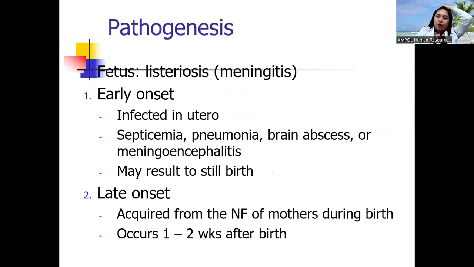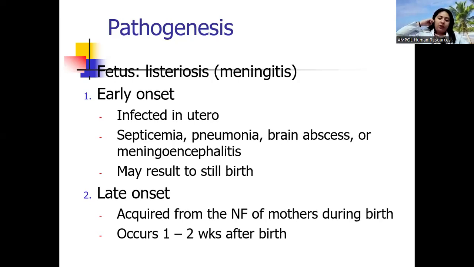The pathogenesis of Listeria in the fetus is meningitis. There are many causes of meningitis, if you recall: Streptococcus agalactiae, Streptococcus pneumoniae, Neisseria gonorrhoeae, Listeria, and Haemophilus influenzae. Listeria can cause meningitis among the elderly and newborns. Early onset listeriosis can occur in utero, meaning while still inside the mother. It causes septicemia, pneumonia, brain abscess, or meningoencephalitis, and may result in stillbirth.